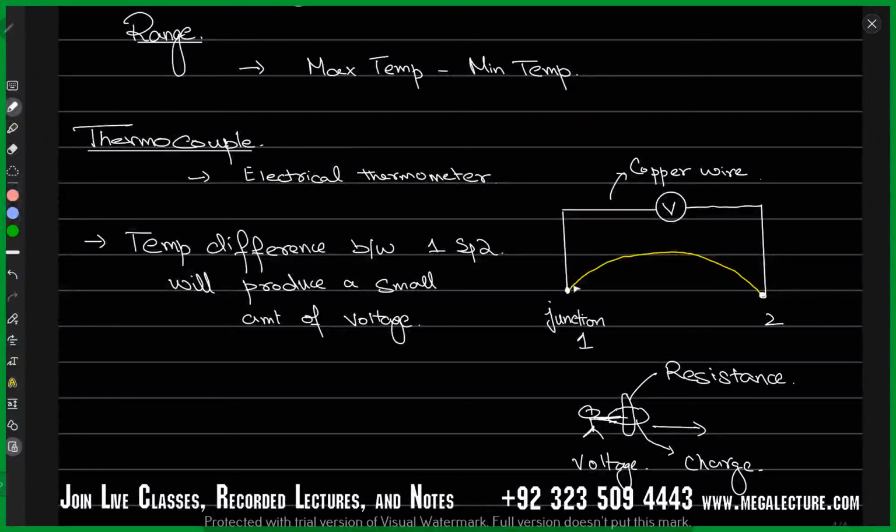Now imagine the temperature difference between these two points, suppose this is T1 and this is T2. If the difference between T1 and T2 is very large, then it would produce a very big amount of current. And now you might say, why do we use a thermocouple? We can use a liquid and glass thermometer as well. So these different types of thermometers are used for various different kinds of purposes. One thermometer may be suitable for one purpose, while the other one is suitable for some other purpose.